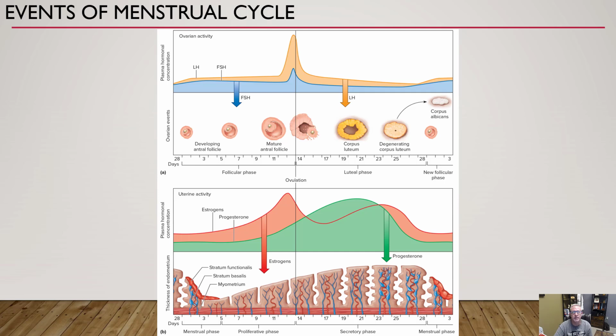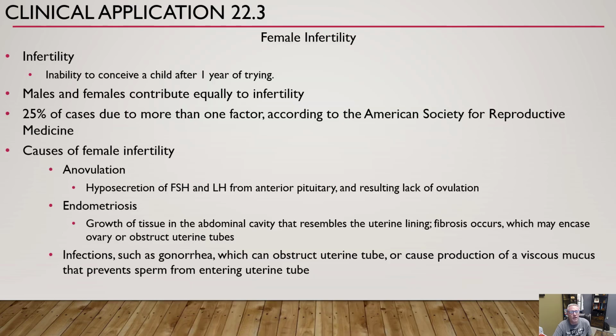Female infertility is usually defined as the inability to conceive a child after 1 year of trying. It's not a female fault. It's not a male fault. Both females and males contribute to infertility equally. In 25% of the cases, you can't isolate one factor as to why a person is infertile.